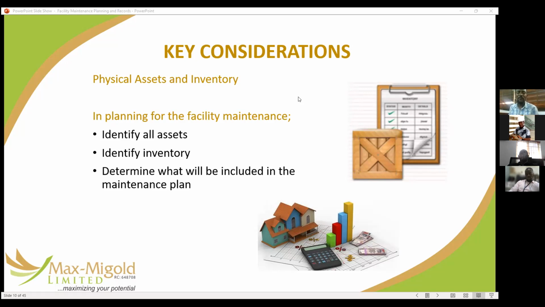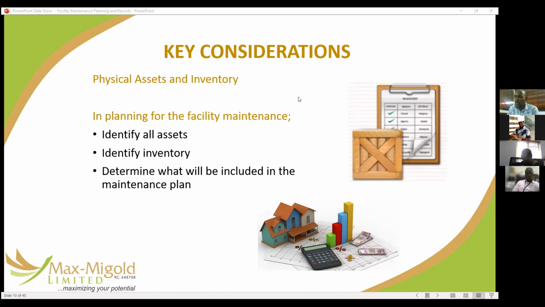Then inventory is different from the particular asset. Those are what you need to consider as the difference between an asset and an inventory. So when you have considered that, in planning for facility maintenance, you need to identify all assets, identify inventory. Every asset has different inventory. The inventory you're going to have on your air conditioning is different from the inventory you are going to have on your boiler. It is quite different from what you are going to have when you are maintaining a fleet of vehicles.